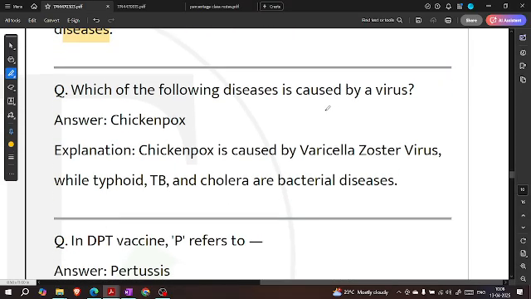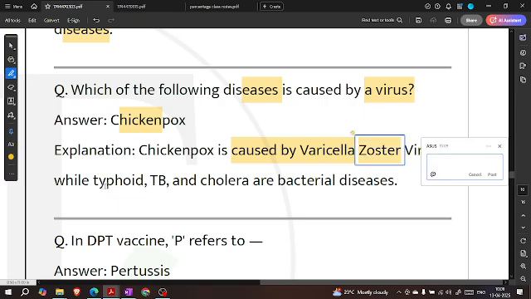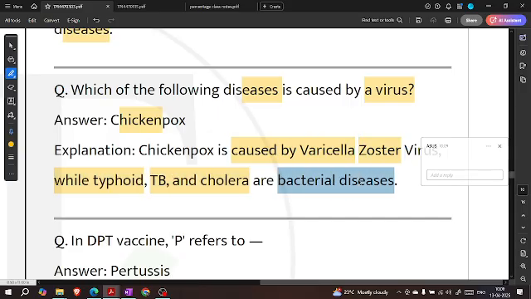Which of the following diseases is caused by a virus? Chickenpox. Chickenpox is caused by varicella zoster virus, while typhoid, TB, cholera are bacterial diseases.